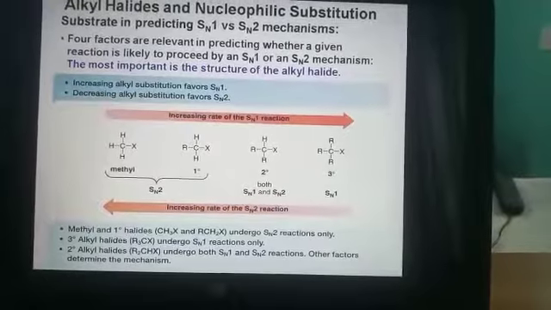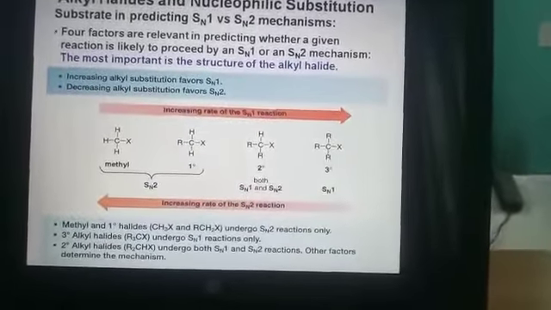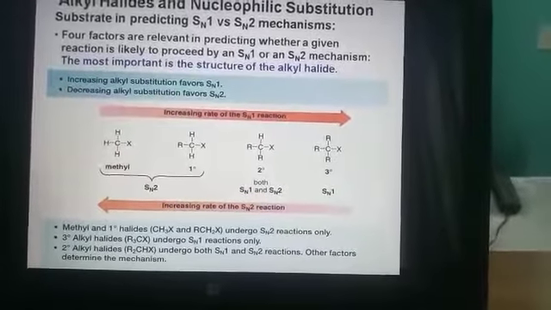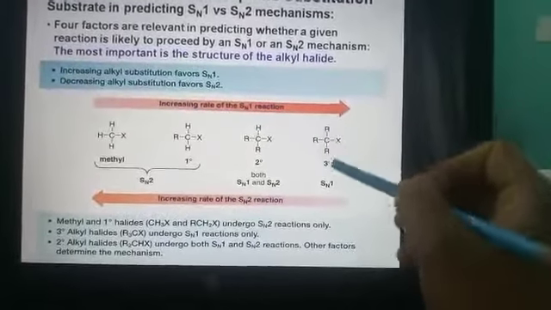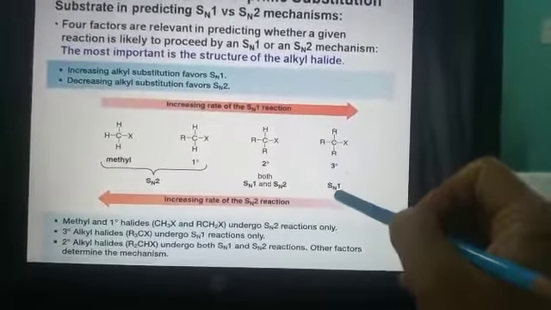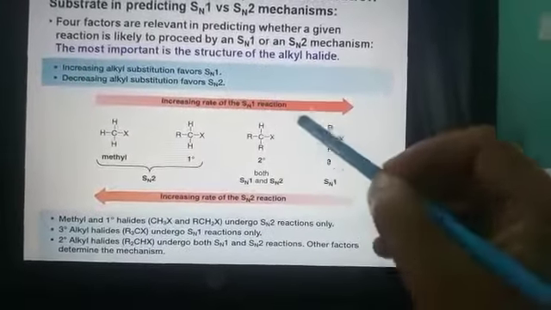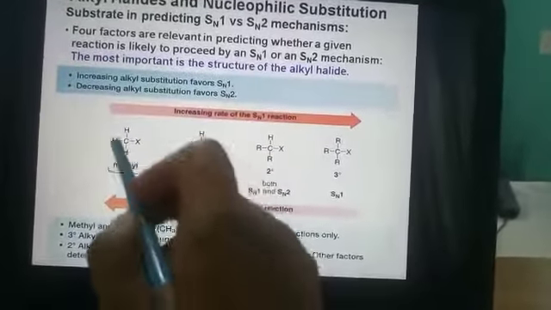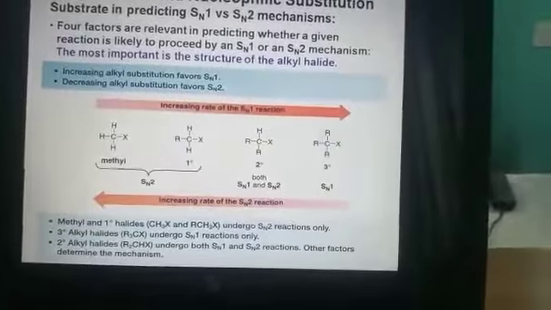Now, the first and most important factor is the structure of the alkyl halide. Increasing the alkyl substitution favors SN1. You can see, the 3 degree carbocation will in most cases give the SN1 reaction, and decreasing alkyl substituents favor SN2. So methyl preferably gives SN2 reactions.